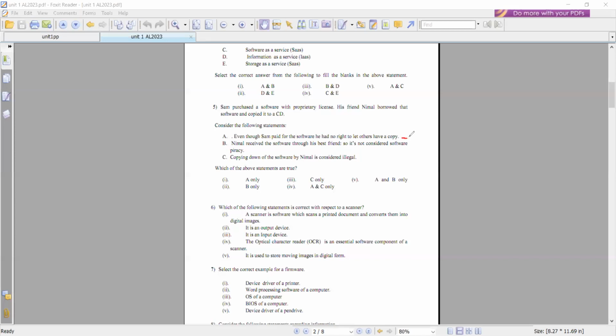That is correct. Nimal received the software through his best friend, so it is not considered software piracy. No, it is wrong. Copying of software by Nimal is considered illegal. That is correct. So A and C. Fourth one should be the answer.